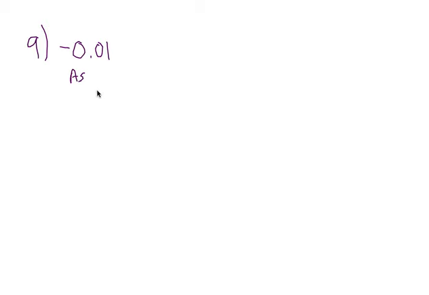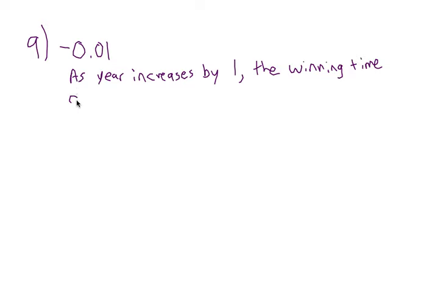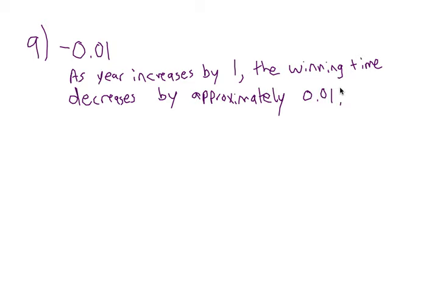And that is going to be as the year increases by 1, the winning time decreases because it's negative. I'm going to say approximately. I like that word better than about. Approximately 0.01. Okay, some key things here.